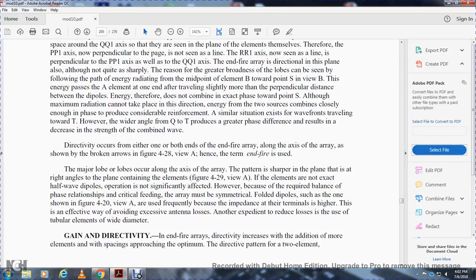Directivity occurs on either one or both ends of the end-fire array, along the axis of the array, shown by the broken line in figure 4-28 view A. Hence the term end-fire is used. The major lobes occur along the axis of the array.